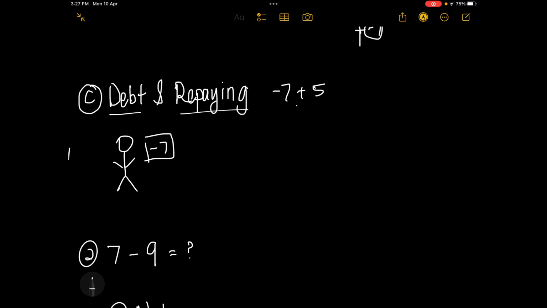And then this plus 5. If you plus 5, it means you are paying him back. If it is minus 5, it means you are getting more debt. So if you are adding 5, which means you are repaying him back. So if you are repaying him 5.